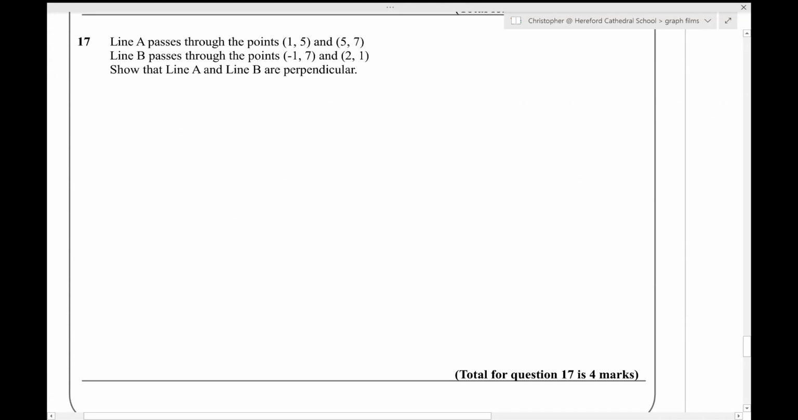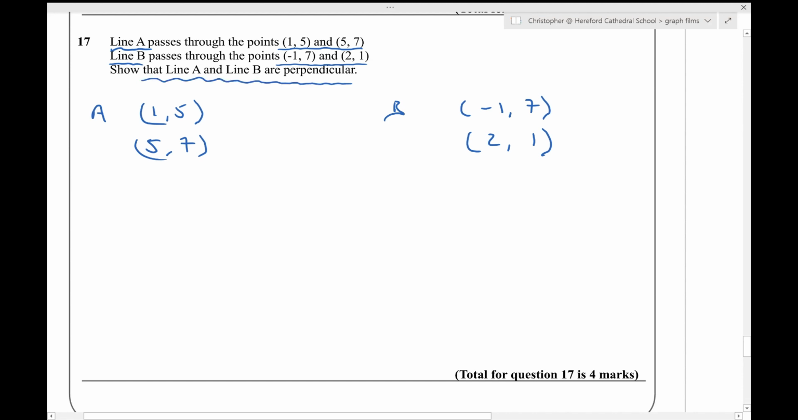Question 17. Look, I've got line A, which passes through these points, and line B, which passes through those points. Let's just write down what we know. So line A goes through 1, 5 and 5, 7. And line B goes through minus 1, 7 and 2, 1. Okay. Show that line A and line B are perpendicular.